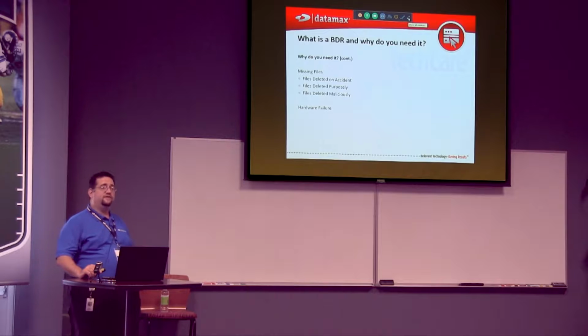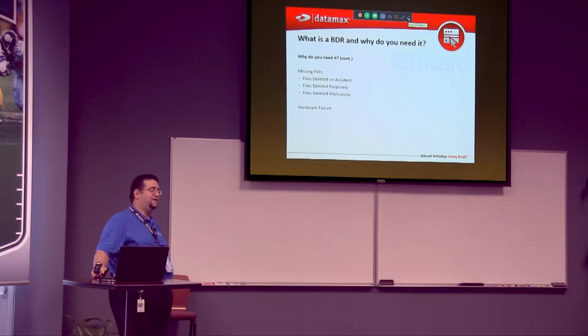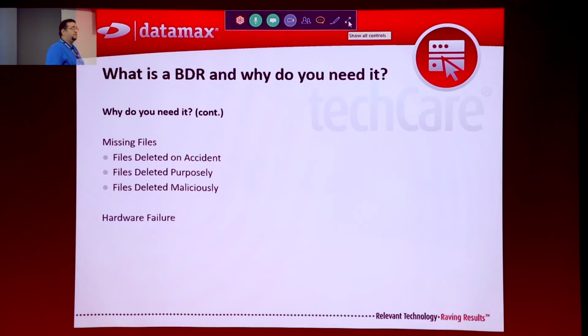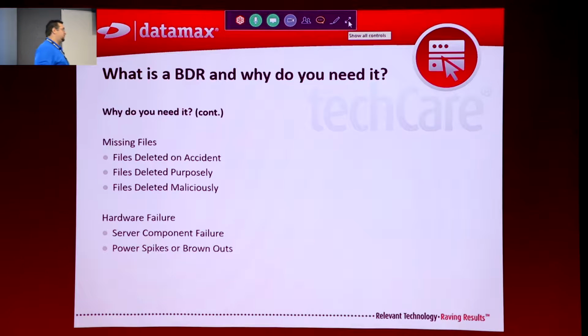We also have hardware failures. Hardware failures come in a lot of different ways, and it can be caused by several different things. It could be just a hard drive. It just got old and it died. They stopped spinning at a certain point and they just don't work anymore. The bearings wear out. It could be any other component in that server that just failed. Or it could be from something like a power spike or a brownout.